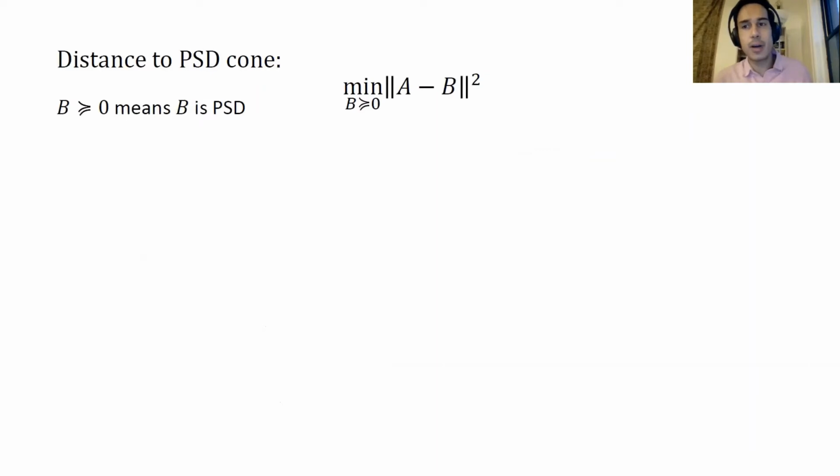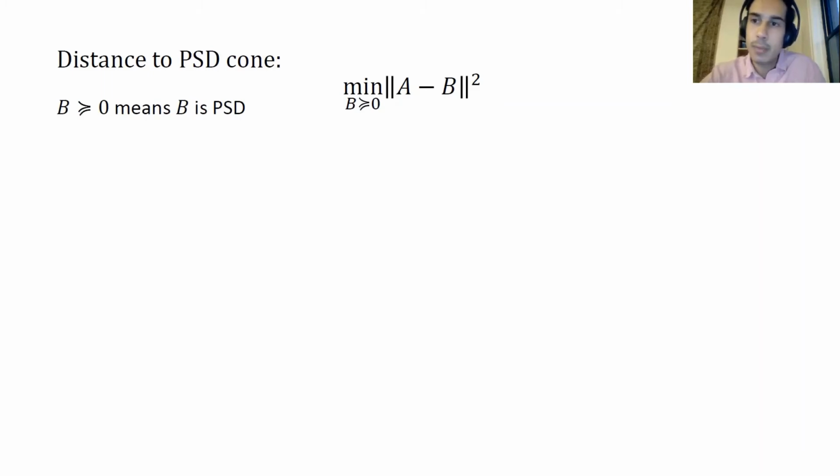Okay, but I need to tell you what metric we consider to measure how far A is from being a PSD matrix. And so we'll consider metrics which are norms. In particular, if we have a norm, then the distance from A to the PSD cone is simply the distance from A to the nearest PSD matrix B, where here B greater than or equal to 0 means that B is a PSD matrix, under some norm quantity squared. And the squared here is just for convenience. It's not entirely necessary. It makes some equations easier.